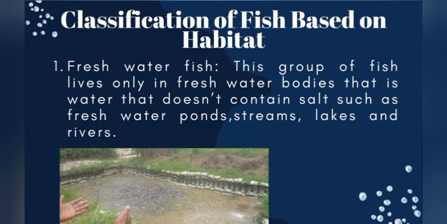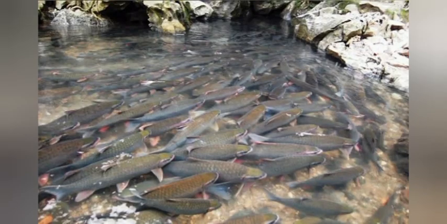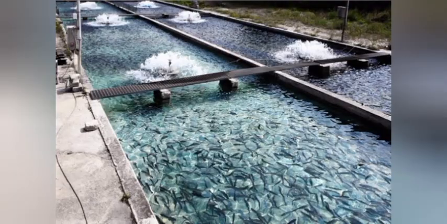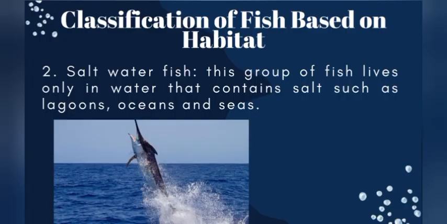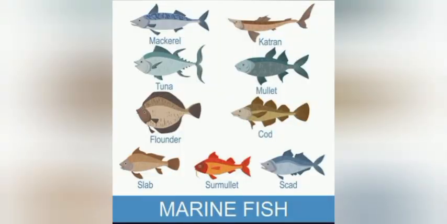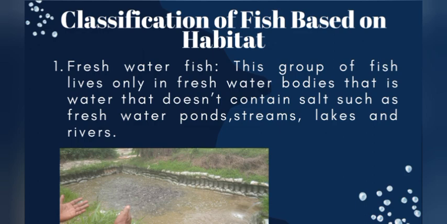This group of fish live only in freshwater bodies, that is, water that does not contain salt, such as freshwater ponds, streams, lakes, and rivers. Number two, saltwater fish. This group of fish live only in water that contains salt, such as lagoon, ocean, and sea. Freshwater fish live and reproduce inside freshwater bodies like streams, rivers, and even ponds.